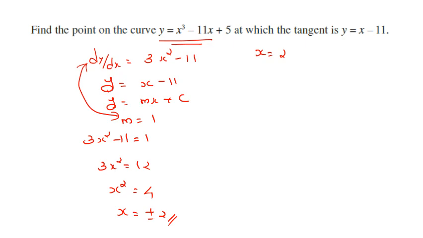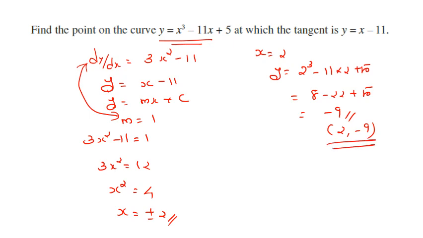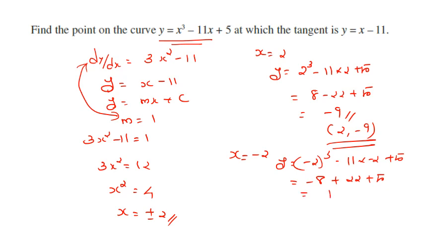Now, when x = 2, what is y? In the curve you have to substitute: 2³ - 11 × 2 + 5. So, 8 - 22 + 5, 8 plus 5 is 13, that is 2, -9. Now, when x = -2, y = (-2)³ - 11 × (-2) + 5. So, -8 + 22 + 5. 22 plus 5 is 27, 27 minus 8 is 19. So, what is the second point? (-2, 19).